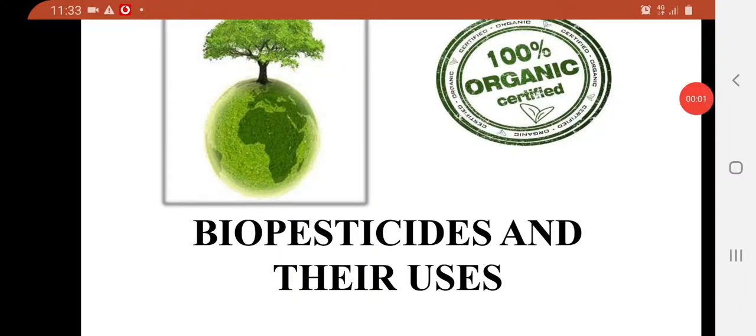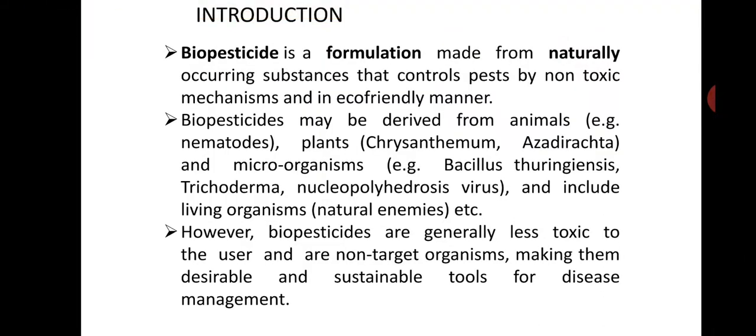Okay, students. So let's discuss something about biopesticides and their uses. Look, there is a stamp here for you, 100% organic, right. So this is the actual meaning, you'll be able to understand in a short while. Actually, they are a formulation requiring certain naturally occurring substances that control pests by non-toxic mechanisms in an eco-friendly manner.